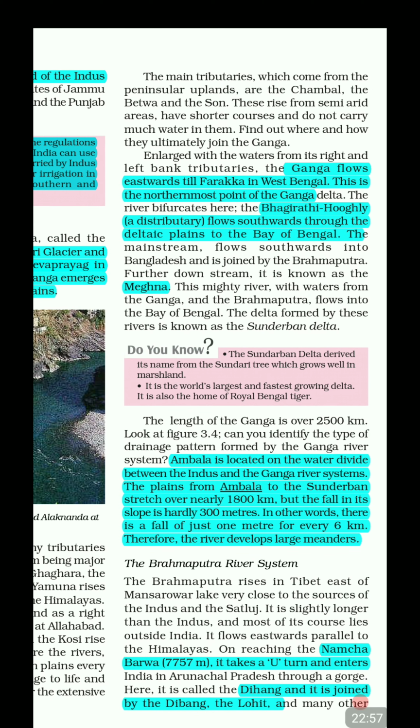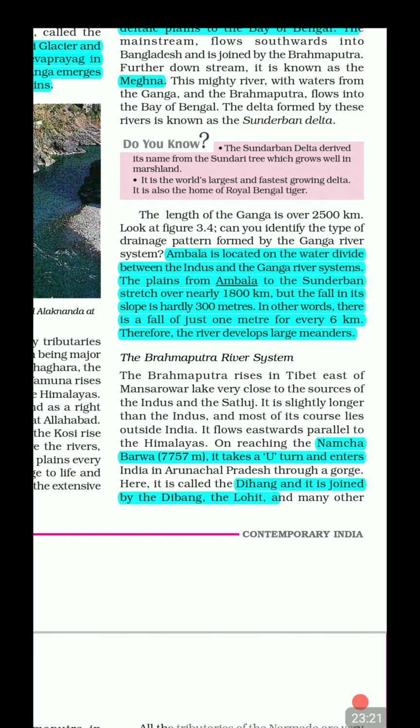The Ganga flows eastward till Farakka in West Bengal. This is the northernmost point of Ganga Delta. The river bifurcates here, right? So Farakka is the northernmost point of the Ganga Delta, okay? And the westernmost point is the Hooghly River, and the easternmost point is the Meghna River, right? So we discussed all these things.